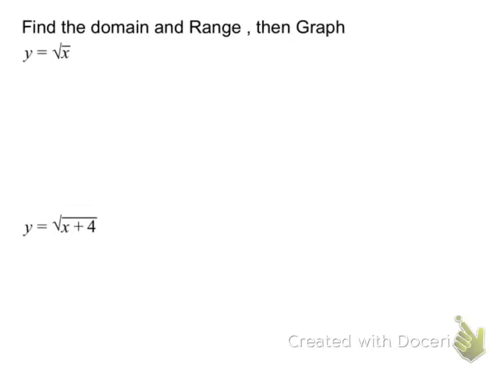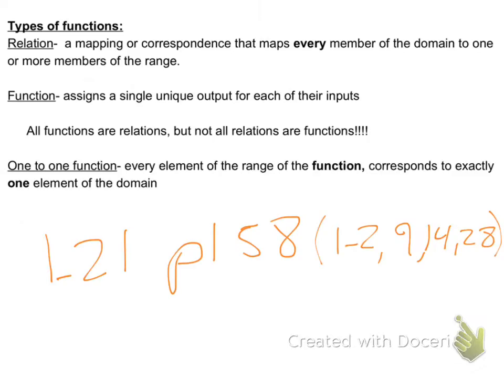We talked about domain and range. Domain are the numbers that go in. Range are the numbers that come out. Okay? And then we had types of functions, functions that you will find the domain and range of soon enough.